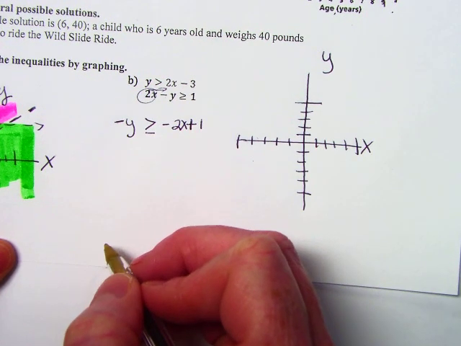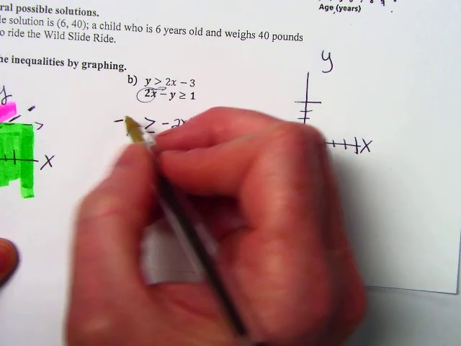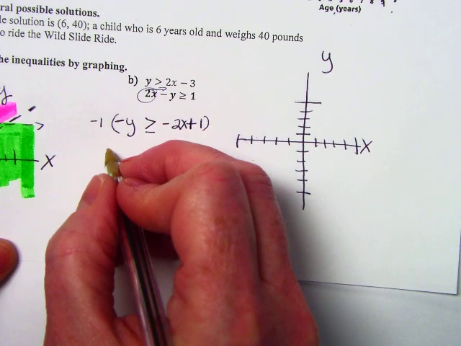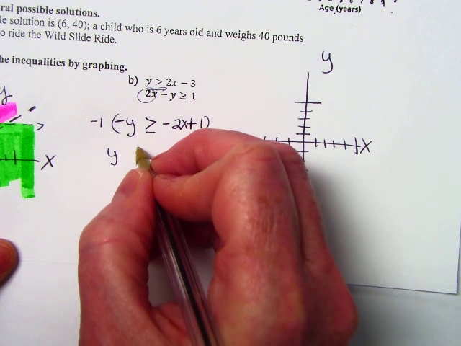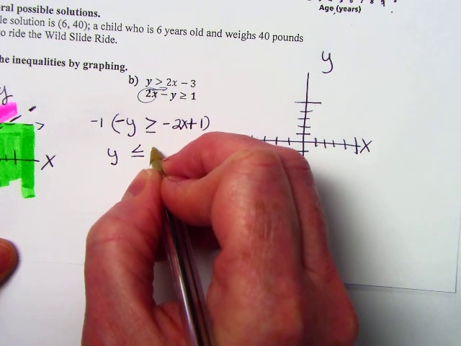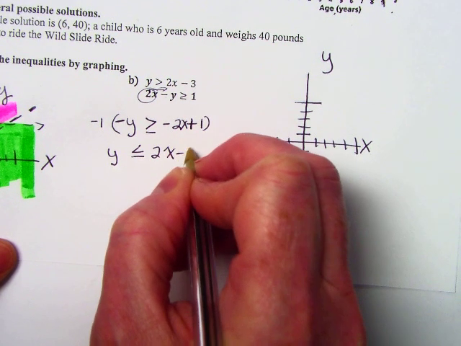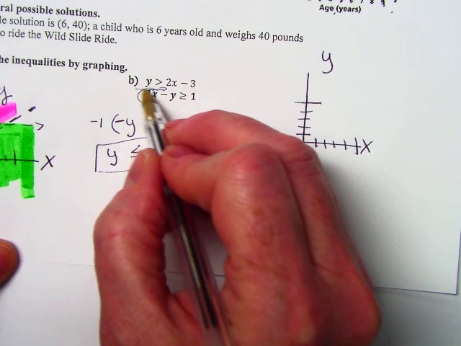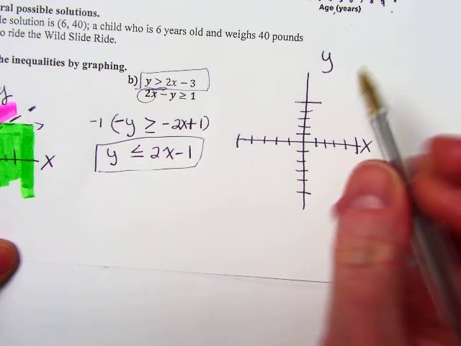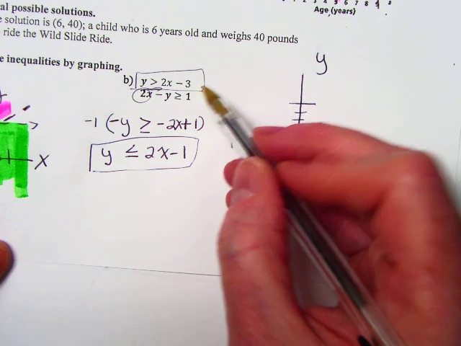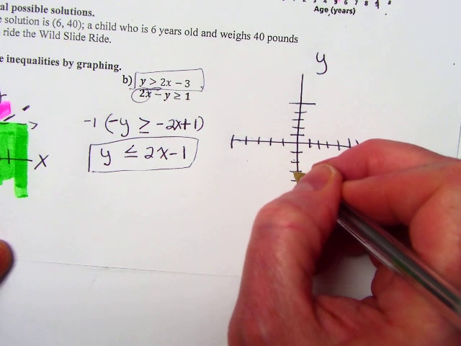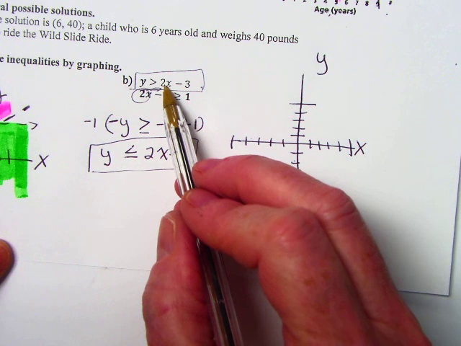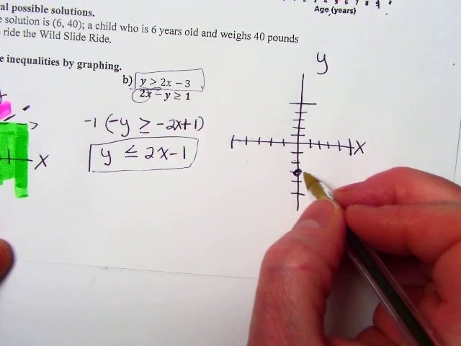So what do I need to do to make it go away? Yep, times everything by a -1 or divide by a -1, whatever you choose to do. So now you get a y, and you have to flip it. Now we're good. Now we can graph this one and this one. So the top one, we begin at -3, 1, 2, -3. The slope is a +2, so that means up 2 spaces and to the right 1.